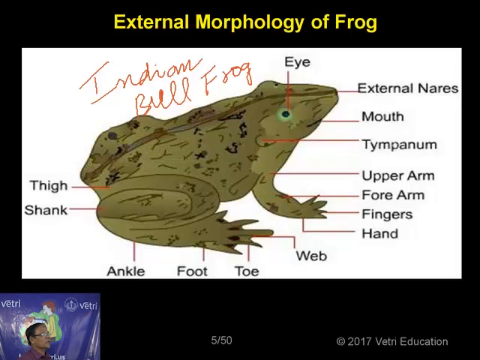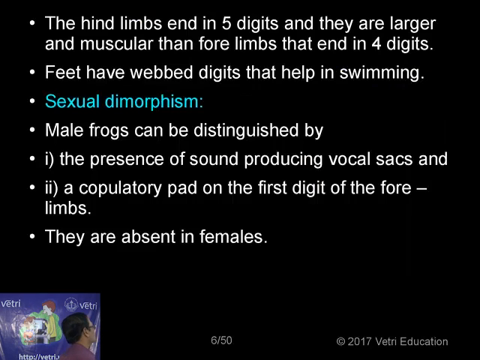In the hind limb, we have the thigh region, the shank region, and the foot region. In the foot we have 5 toes, and between the toes we have a skin fold, the web, which assists the animal to swim in water. That is the diagram showing the external morphological structures I described so far.